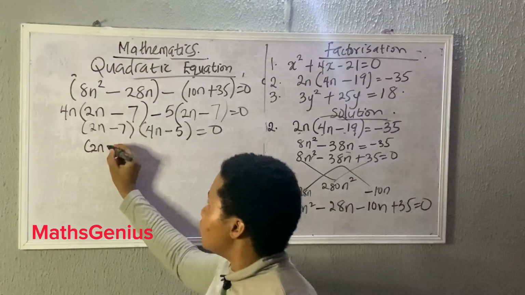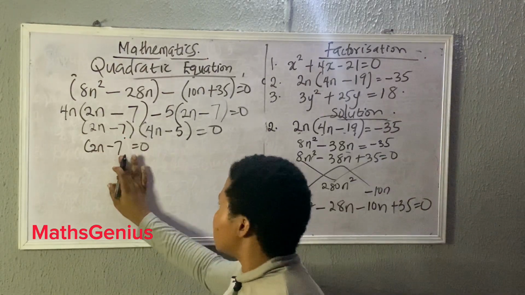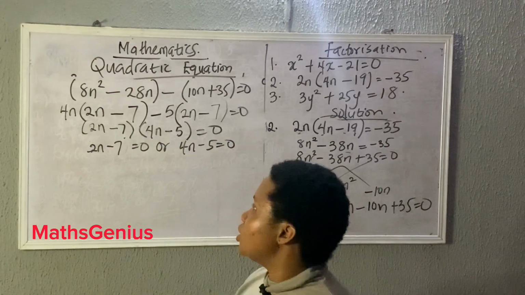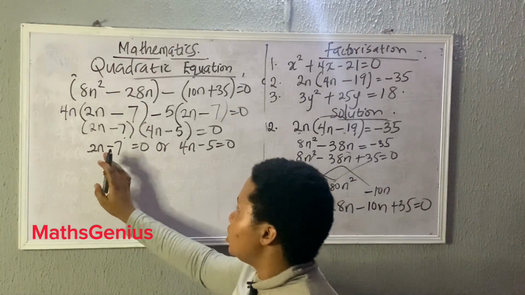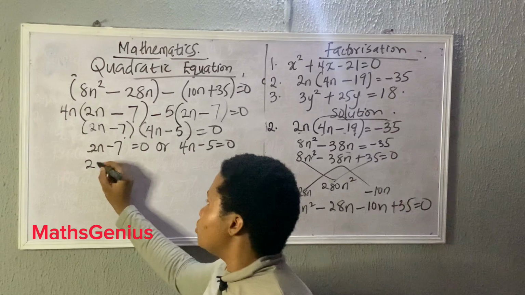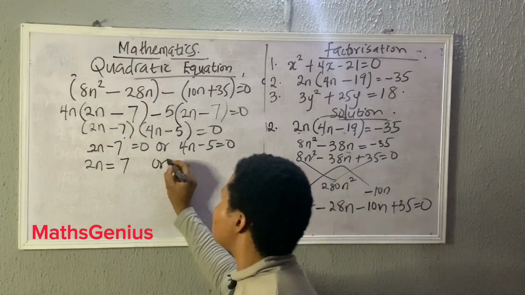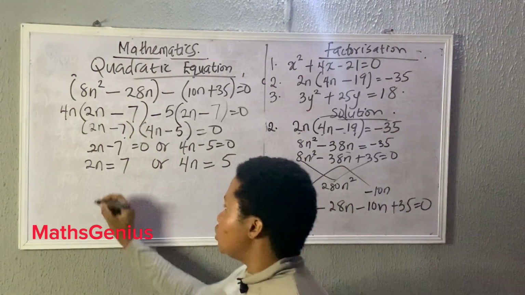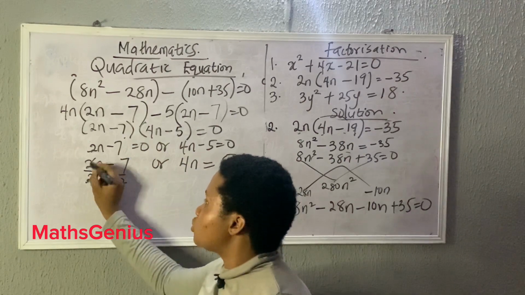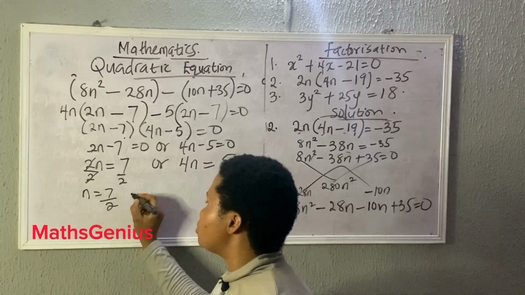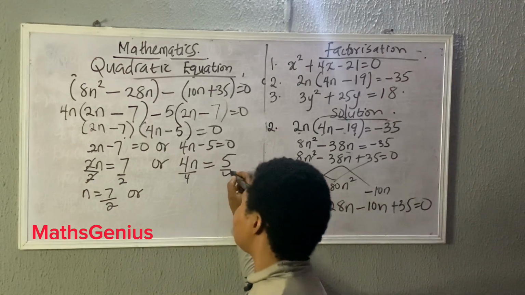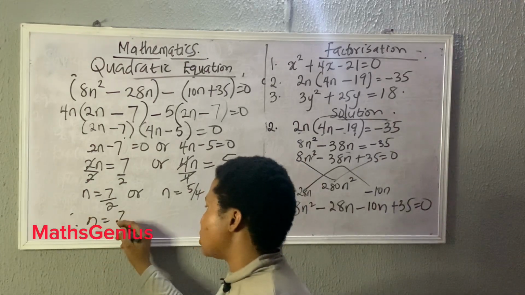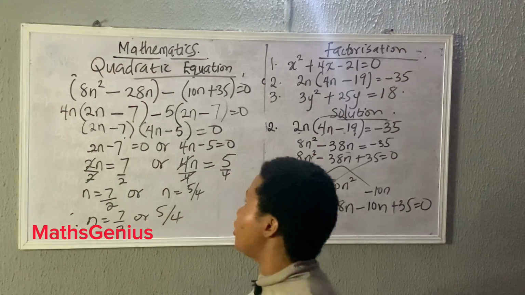Now let's split them. We have 2n minus 7 equals 0, taking each bracket, or 4n minus 5 equals 0. For the first side, we take the minus 7 outside. We have 2n equals plus 7. Then also 4n equals 5. Remember, we are looking for the value for n. So dividing through by 2, 2 cancels 2, n equals 7 over 2. Or dividing through by 4, this cancels this, n equals 5 over 4. Therefore, n equals 7 over 2 or 5 over 4.